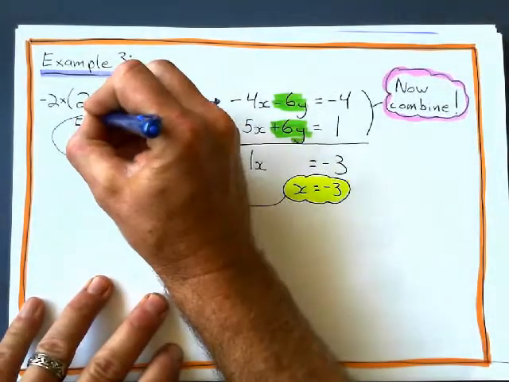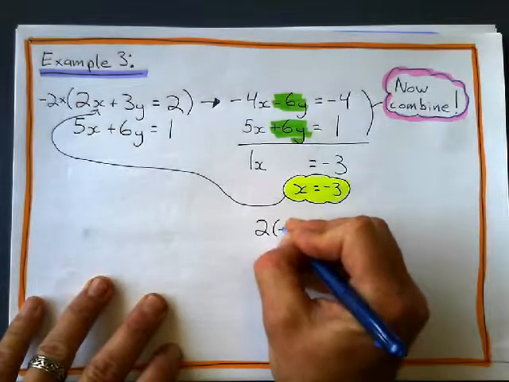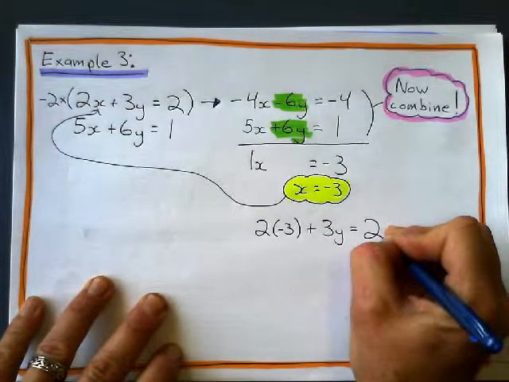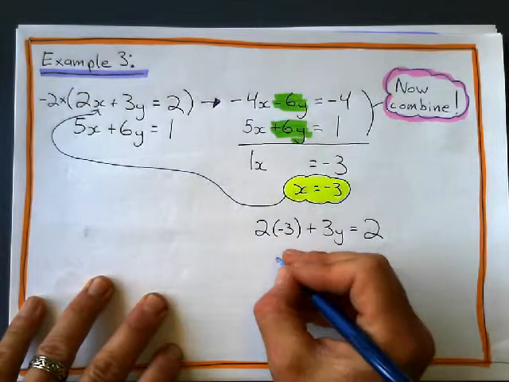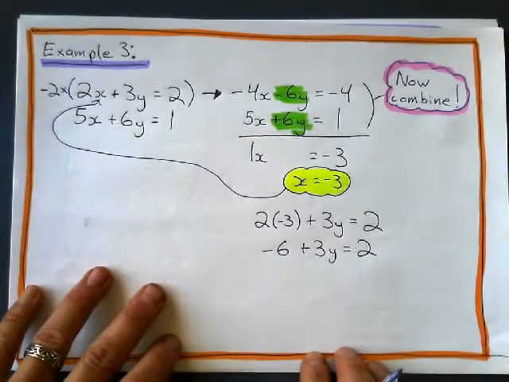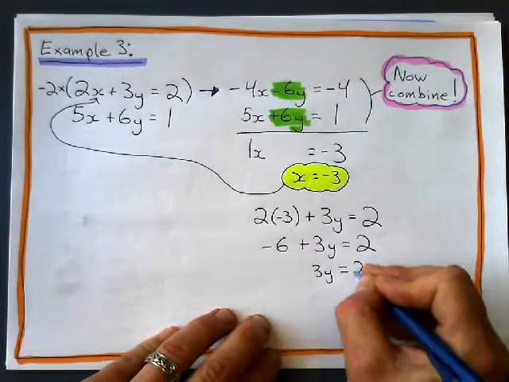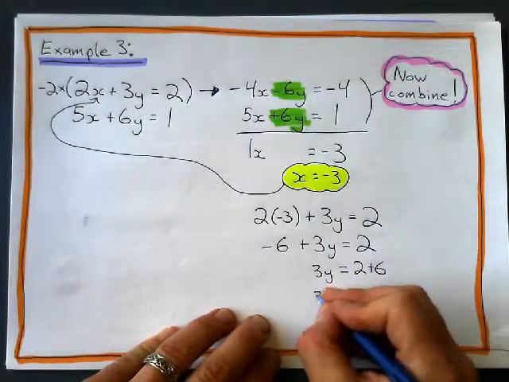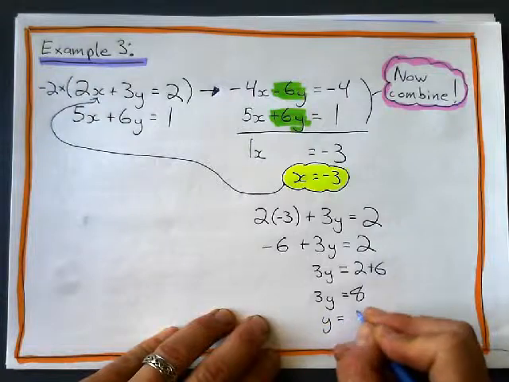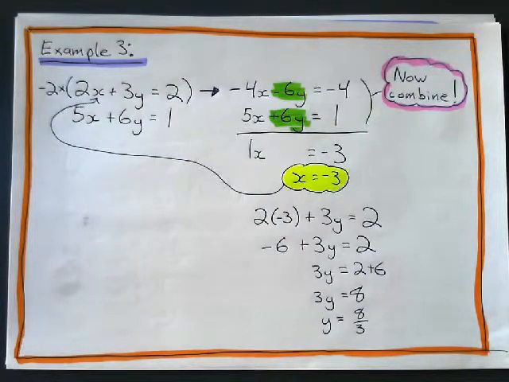It doesn't matter. I just feel like putting it right back in there before I multiplied it by -2. So I'll say 2 times that -3 that I just figured out plus 3y equals 2. So multiply that. -6 plus 3y equals 2. And yes, these are a little bit more work because I have to solve for that y. 3y equals 2 plus that 6, bring it over, which means 3y equals 8, which means y equals 8 divided by 3, 8/3. 8/3 is fine.